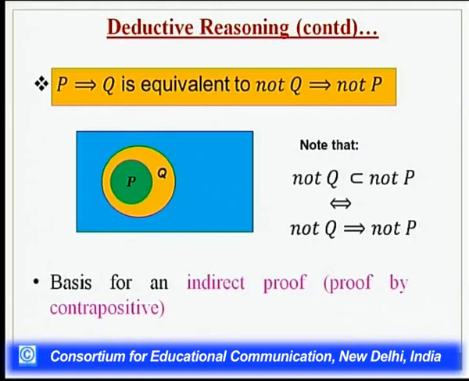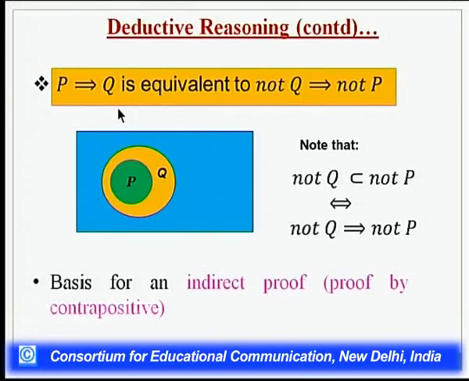Before I move on to discuss some examples, let me establish one more result, which is that whenever I say P implies Q, that is equivalent to not Q implies not P. Now this statement, not Q implies not P, is also known as the contrapositive of the statement P implies Q, and it forms the basis of what is known as an indirect proof in mathematics, or proof by contrapositive. So let's prove this.